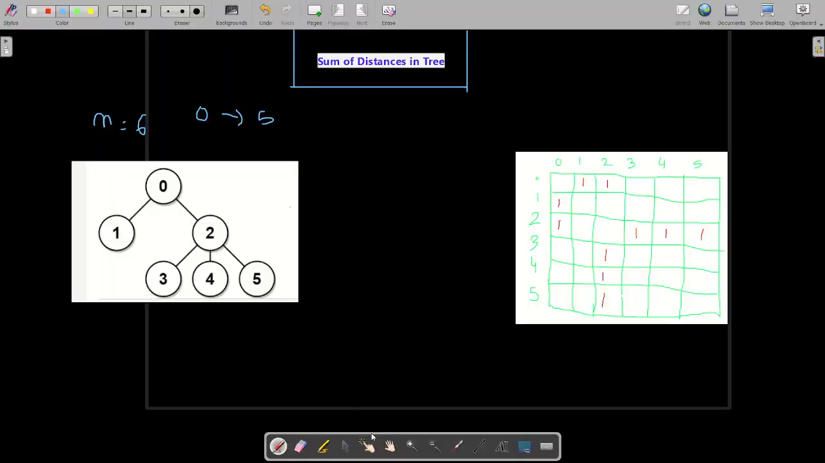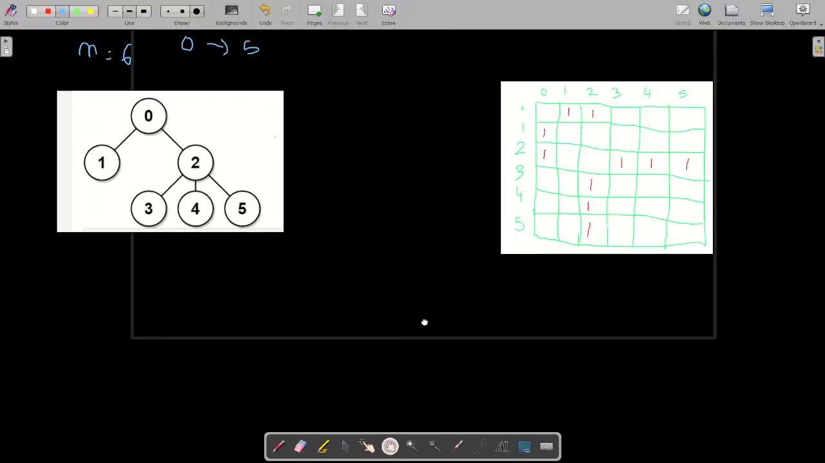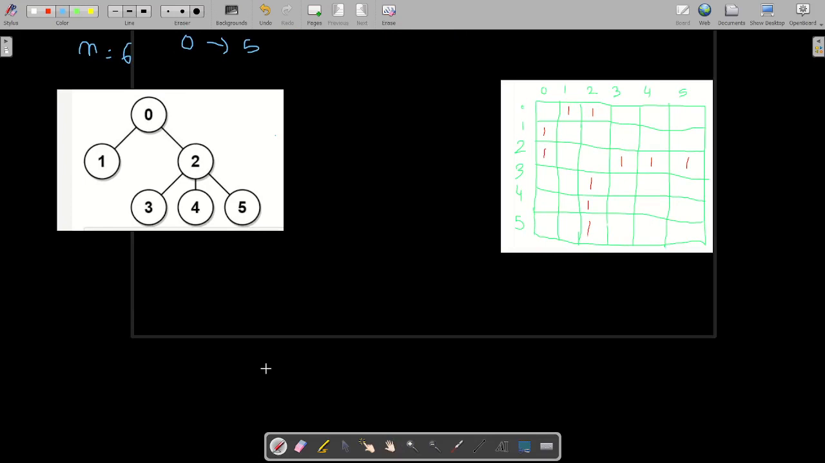So let's talk in the form of graphs. As we know very well, what is a graph? A graph is nothing but a tree. But not every graph is a tree, though every tree is a graph. Okay, now this is fine. So what is the problem and how can we solve it?